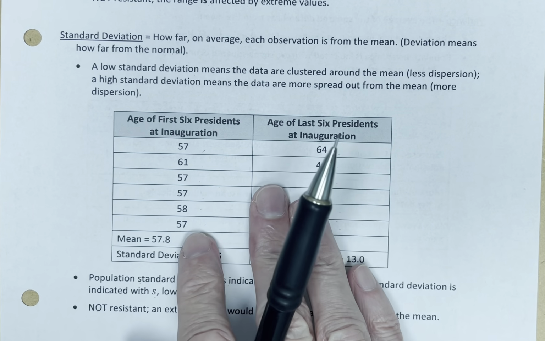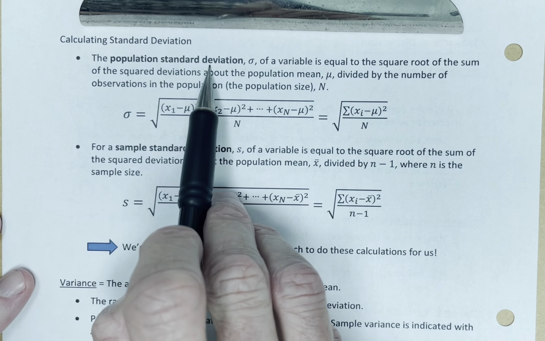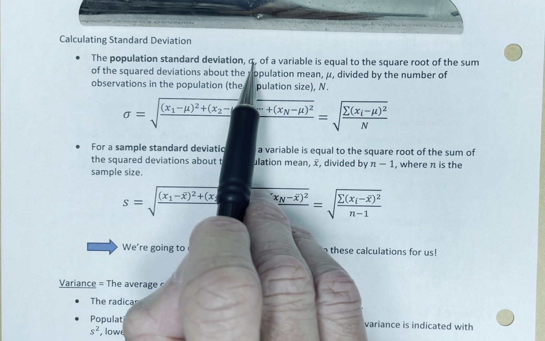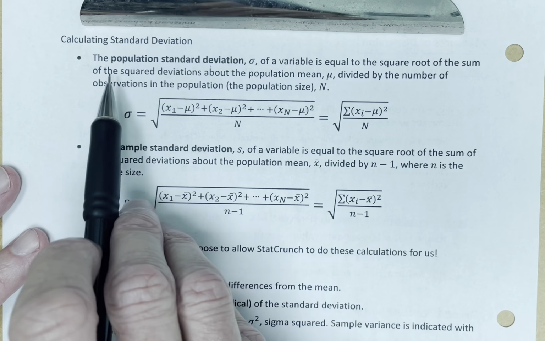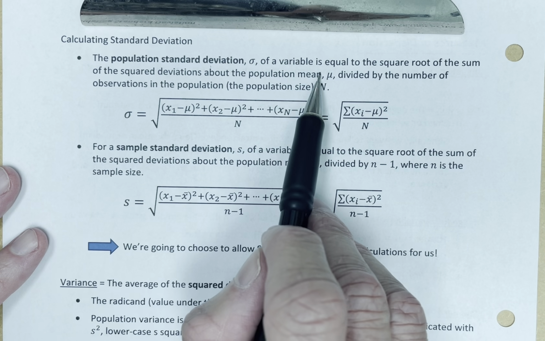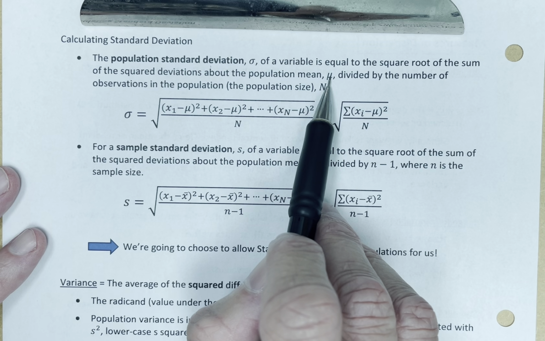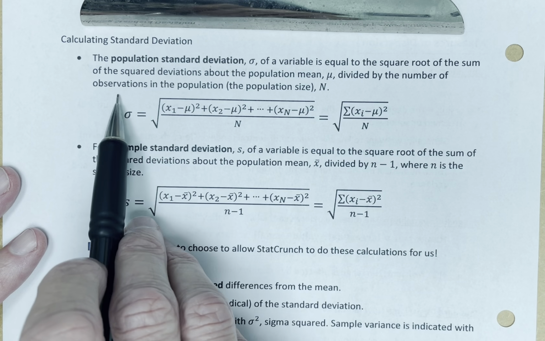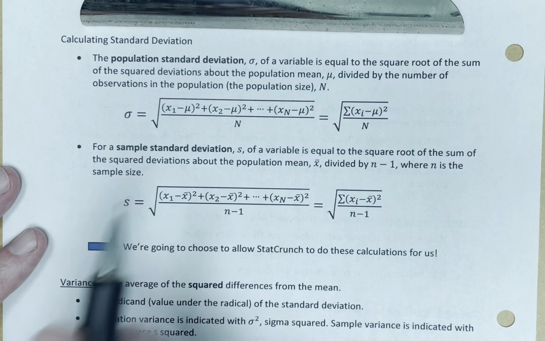Well, let's go to that. How do you calculate this thing, this standard deviation? All right, well, the population standard deviation, again, it is sigma. It is a Greek letter because it is a parameter. It is equal to the square root of the sum of the square deviations about the population mean, which is mu, because again, it's a Greek letter for a parameter, divided by the number of observations in the population, which is the population size, the letter n.